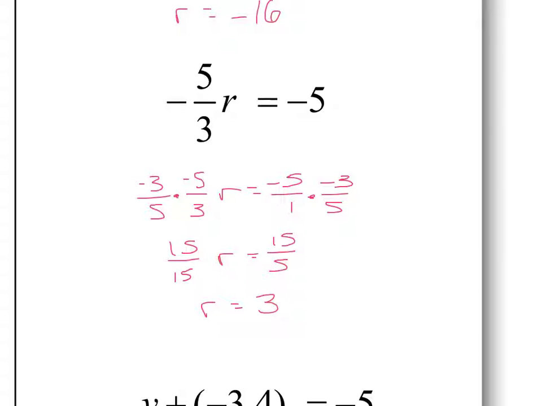Aaliyah. Why did I not cross cancel? Yeah, I could have. I just didn't. Jaquan? So we multiplied both sides by a negative. So I got a negative times a negative, which is a positive.